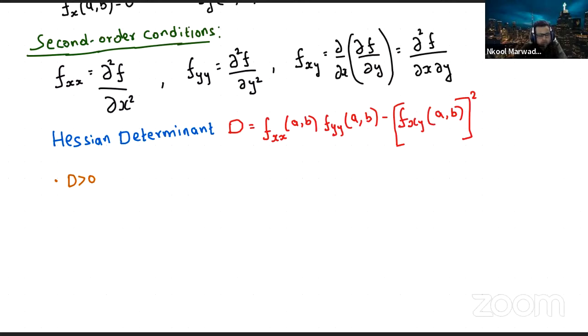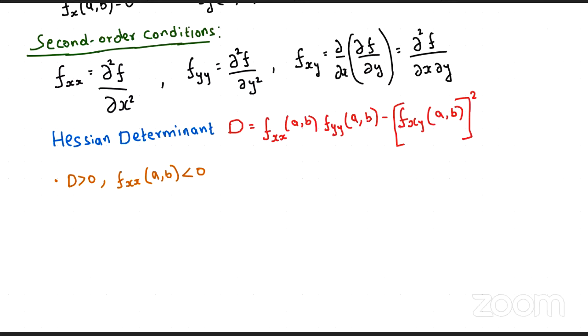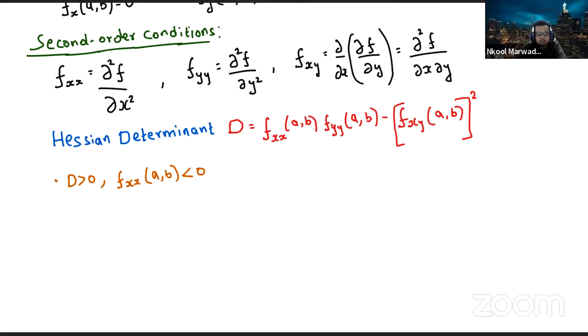And also f of xx at the stationary point is less than 0. If these two conditions we get, then we will say stationary point A comma B is a local maxima. We will say that stationary point A comma B is a local maxima.